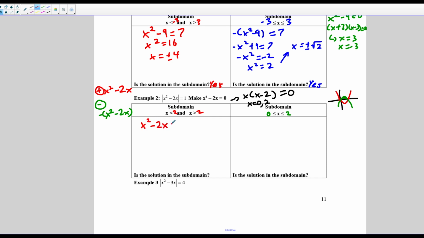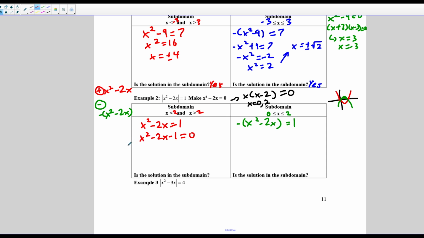X squared minus 2x is equal to 1. And then for the right-hand side, we'll put negative x squared minus 2x is equal to +1. So solving for the red here, I can already tell we're going to need the quadratic formula. So we get x squared minus 2x minus 1 is equal to 0. We can't factor this normally. So we're going to use the quadratic formula.